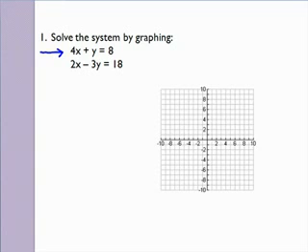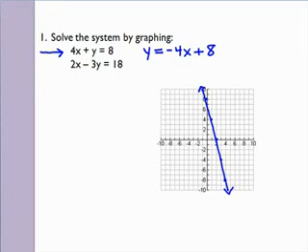We have to get it into slope-intercept form, so we're going to manipulate it, and y is going to equal negative 4x plus 8. So we're going to start at 8. We're going to go down 4 and over 1, down 4 and over 1, down 4 and over 1, and down 4 and over 1. And we're going to connect, make a line. And then we're going to do the next one.